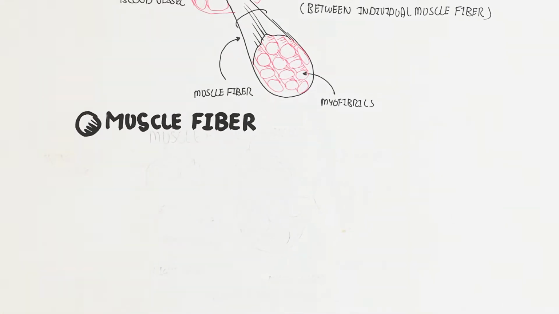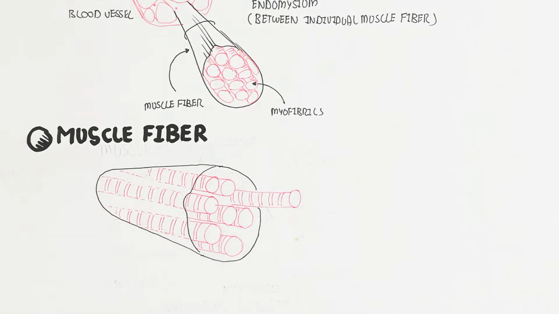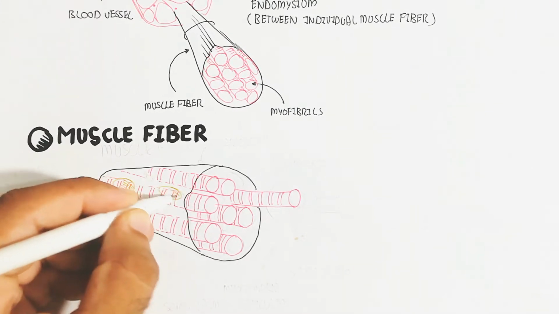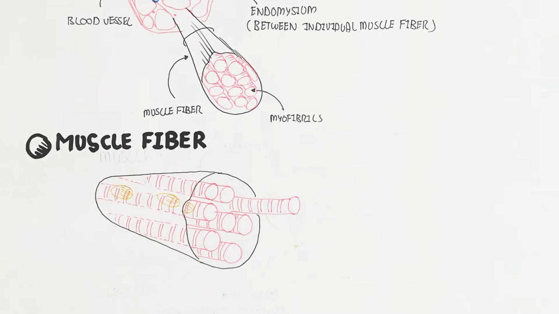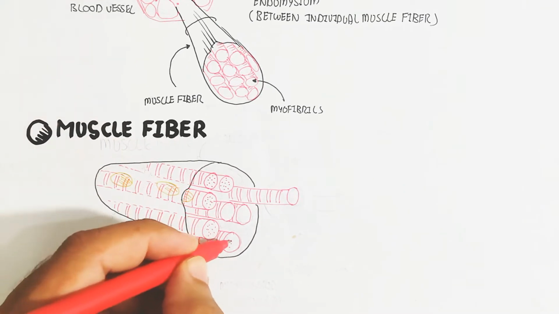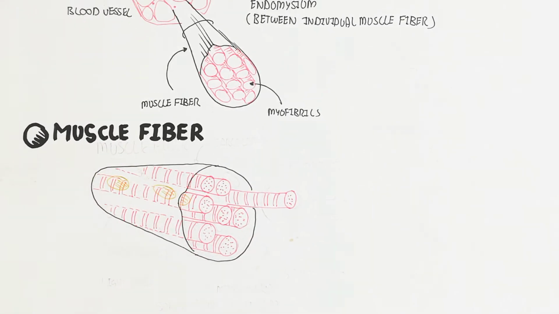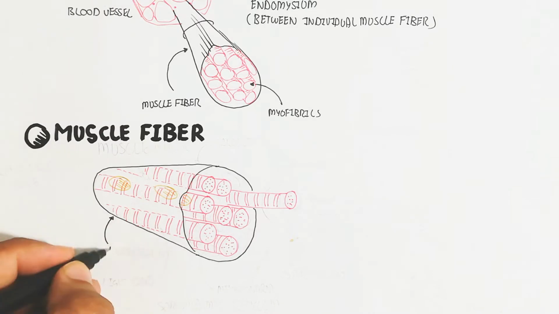The muscle fiber is also known as the myocyte. Let's begin to understand the muscle fiber. It contains multiple nuclei, so more than one nucleus is present, and inside is the myofibril. And this myofibril contains many sarcomeres.